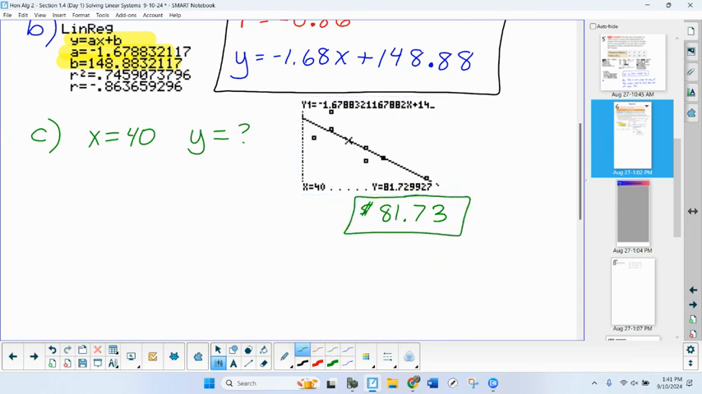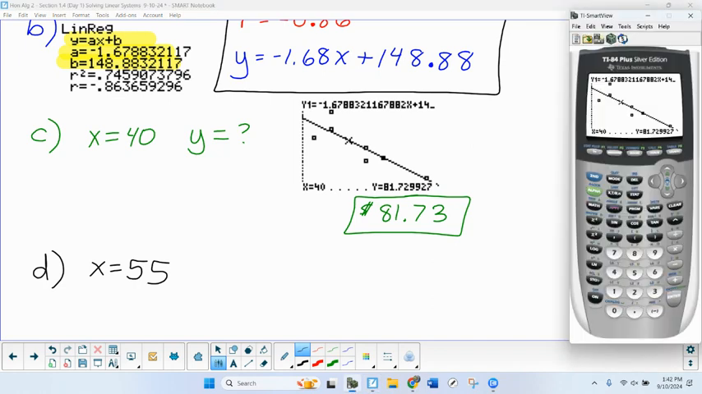Now, I'm going to add another one. Do you guys all still have this in your calculator? What about when X is 55? Try that one. So everybody, what am I going to do? Second calc. Value. What happens when I type in 55? I get a what? Error.